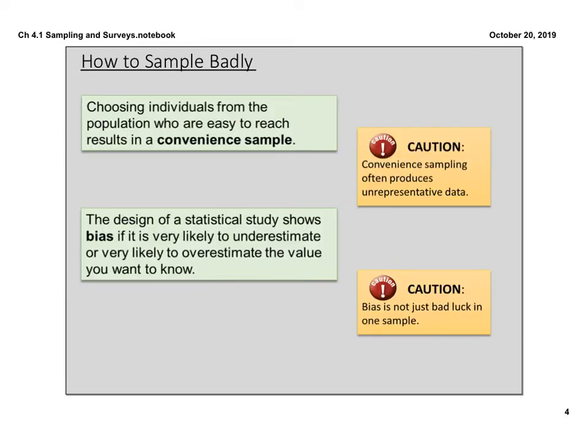Along those same lines, there's a lot of ways to sample badly. If you choose individuals from a population who are easy to reach, that's called a convenience sample. One clear example of a convenience sample is if I'm going to the Cub Foods on Dot and Cedar, and I stand outside the Cub Foods and take the next 10 people that walk in, and I use them as my sample, and I call that my sample for the entire population of Lakeville.